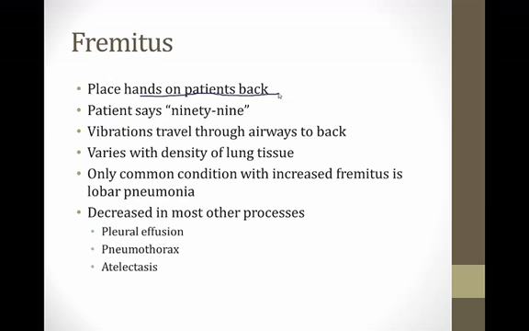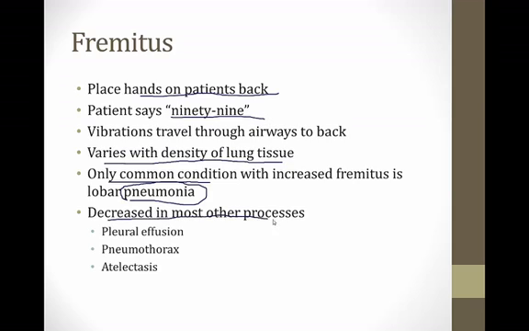Fremitus is where you place your hands on the patient's back and you ask them to say 99. And the vibrations from saying that word 99 are going to travel through the airways to the back, and you're going to detect them with your hands. The amount of vibration that occurs is going to vary with the density of the lung tissue. So if you have a disease where the lung tissue is thickened, you will have increased fremitus. And the only condition where this really happens is with pneumonia. So in pneumonia, that thickened, inflamed lung tissue causes there to be increased fremitus, and over the affected portion of the lung, you will feel the vibrations from 99 more intensely than you feel them elsewhere.